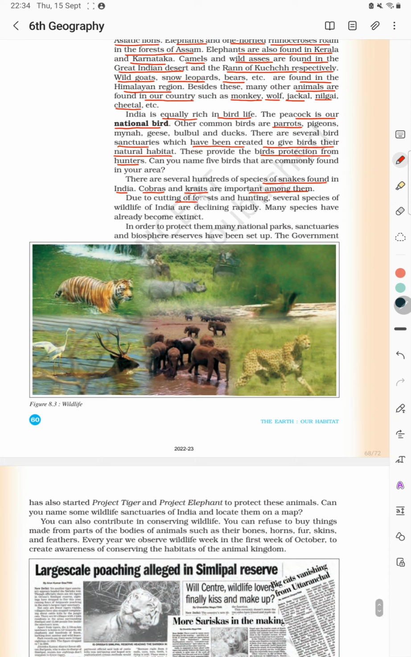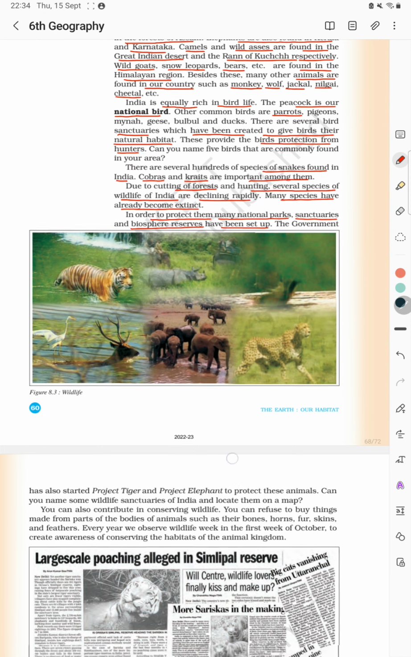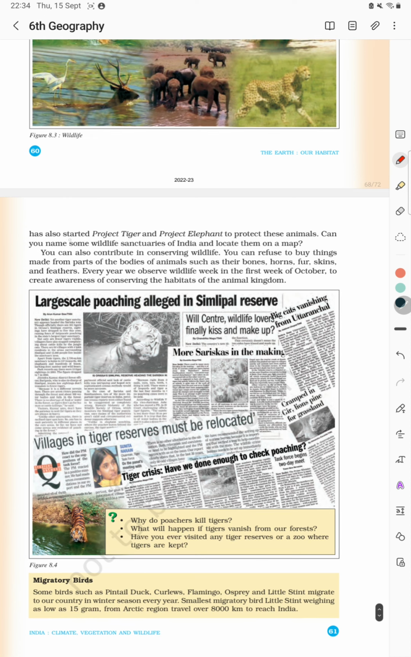Due to cutting of forests and hunting, several species of wildlife in India are declining rapidly. Many species have already become extinct. In order to protect them, many national parks, sanctuaries and biosphere reserves have been set up. The government has also started Project Tiger and Project Elephant to protect these animals.